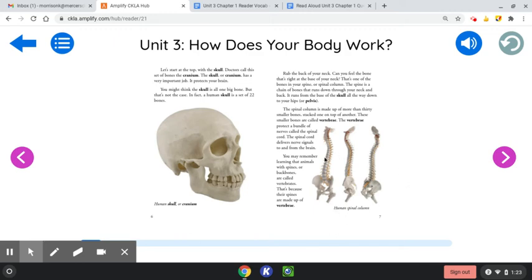So down here, the photo, and then the caption says the human spinal column. So that's what it looks like. That's the bone inside of us.